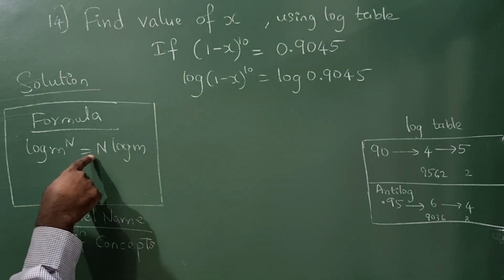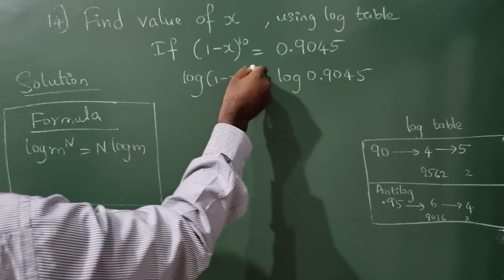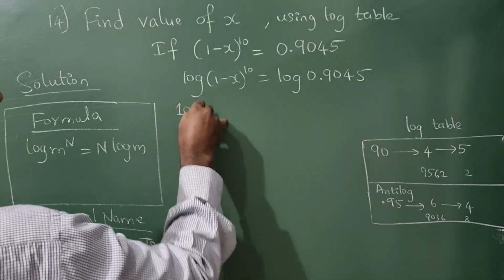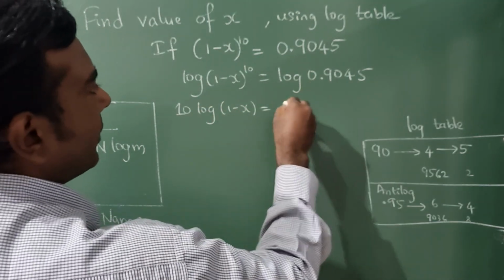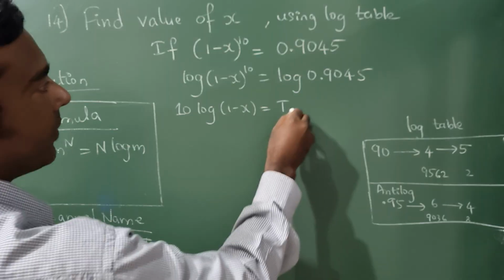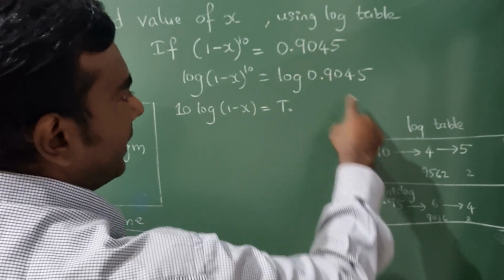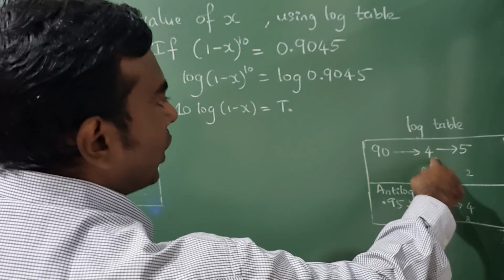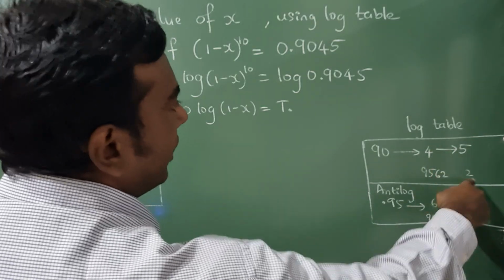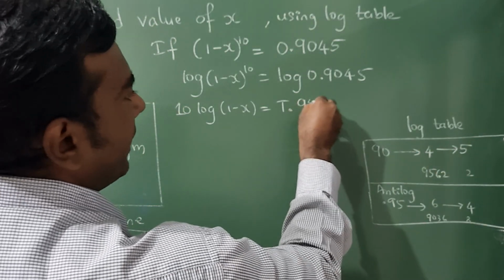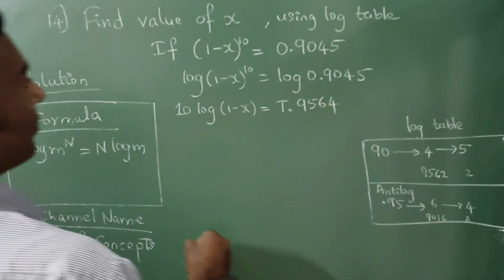Now this is of the formula type, so you have to write n log m. So 10 will come here: log of 1 minus x is equal to 0, which means it will come 1 bar. Now go to the log table. In that, 9.0, fourth column is 9562 and fifth, mean difference is 2. If you add these two, it will be 9564.